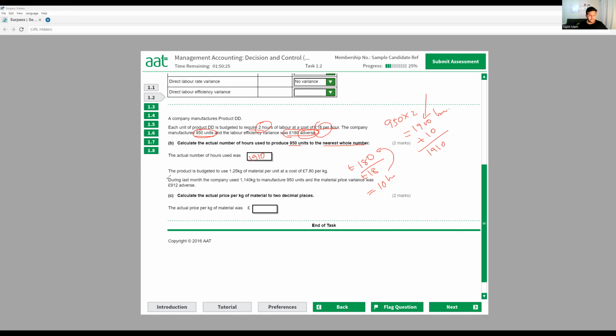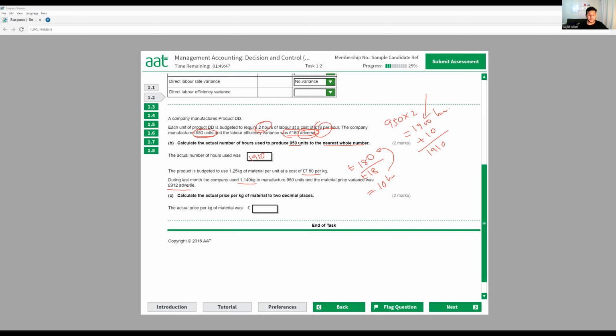All right, the next one we have here. The product is budgeted to use 1.25 kilo of material per unit, and the cost per kilo is 7.80. During last month, the company used 1,140 kilo to manufacture 950 units. The material price variance was 912 adverse. Remember, every time you look at adverse, you need to add. If it is favorable, you take away, you minus. So 912 is the adverse.